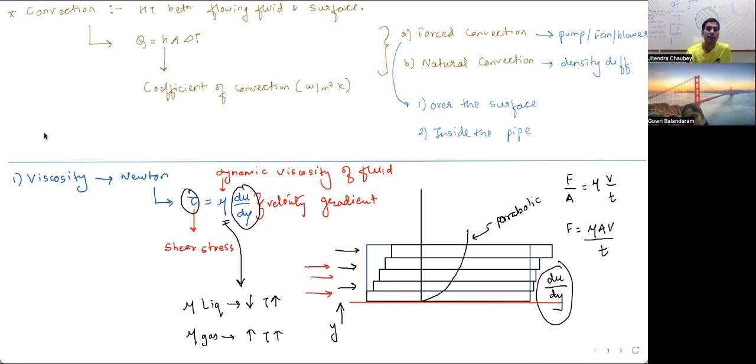Like the formula of mass flow rate. Mass flow rate is density into discharge. Discharge is volume flow rate. This is mass flow rate, which is in kg per second, and density is in kg per meter cube. And this is volume flow rate, which is in meter cube per second. Volume flow rate again can be simplified as area into velocity. So this is simply rho A V: density, area of cross section, and velocity. This is how you'll have to calculate mass flow rate.